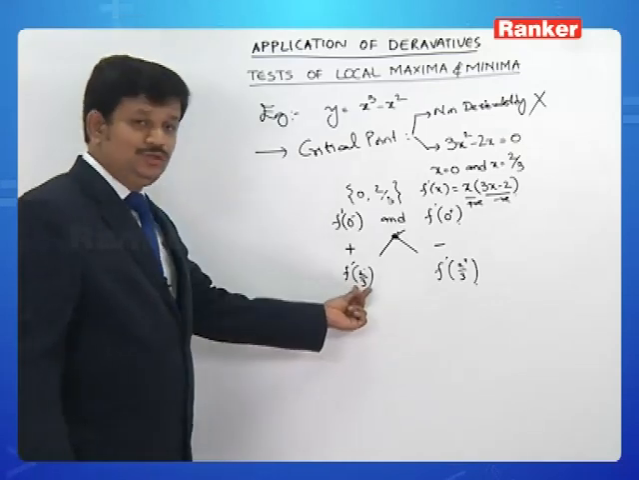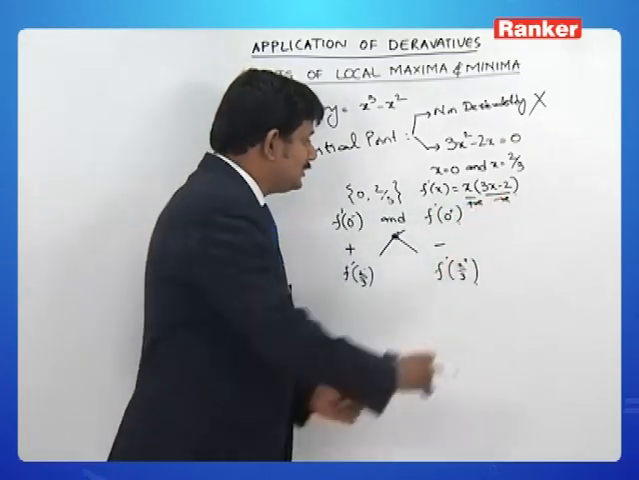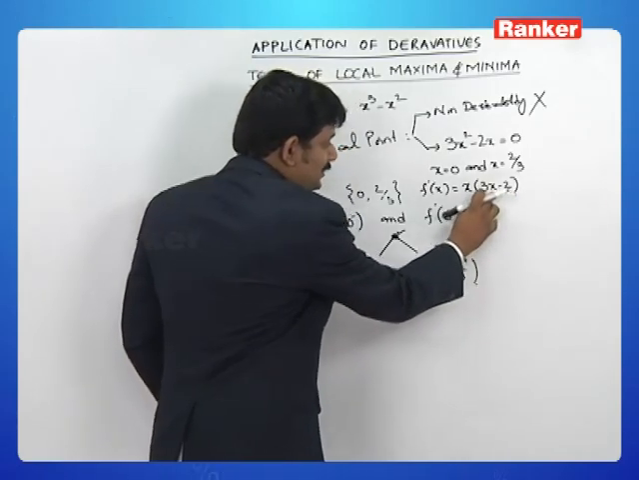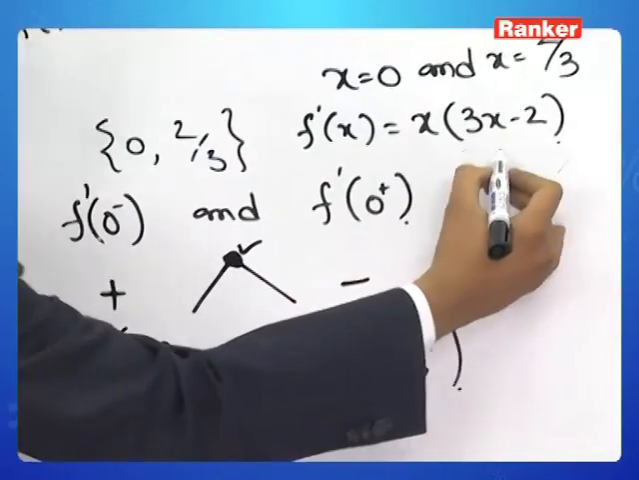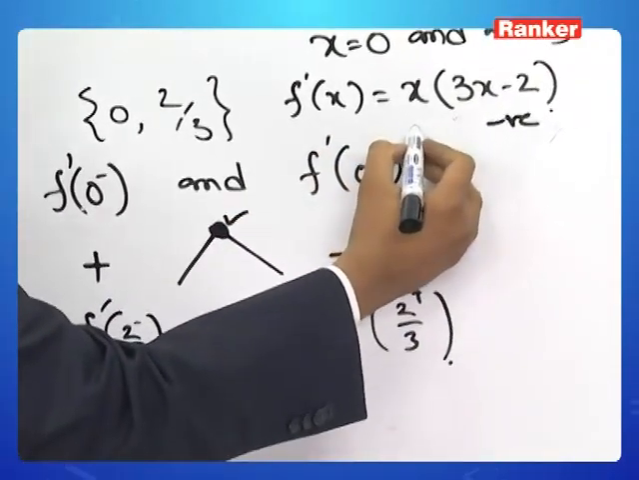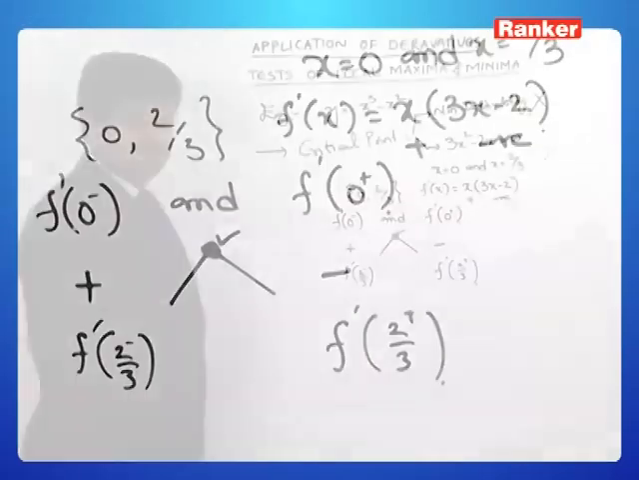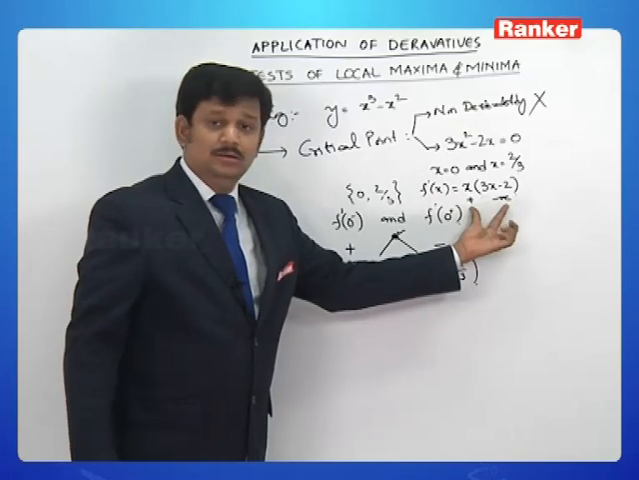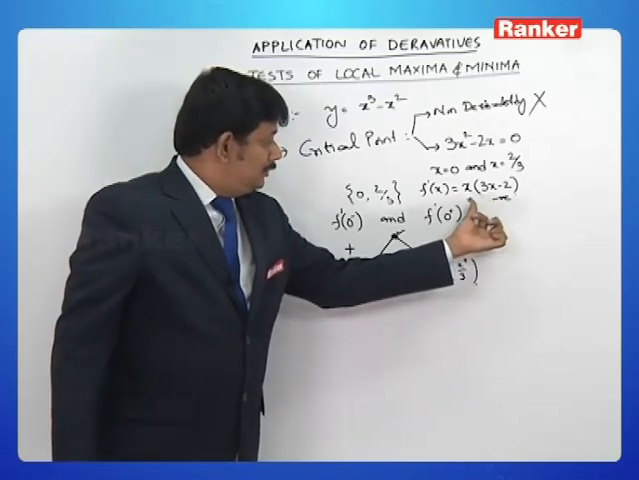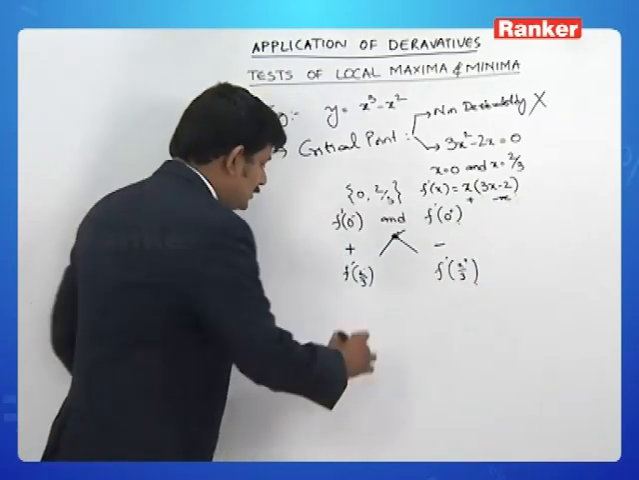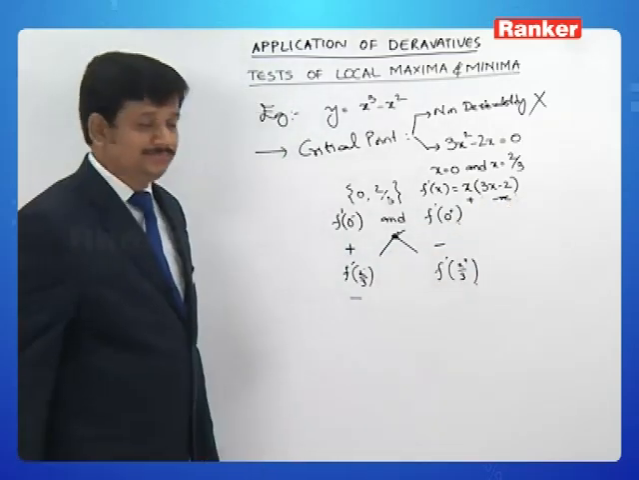When x is less than 2 by 3, 3x minus 2 would be negative, and x, because x is close to 2 by 3, is positive. So f dash of 2 by 3 minus: x is positive, 3x minus 2 is negative, so their product is negative. So this is a negative quantity.